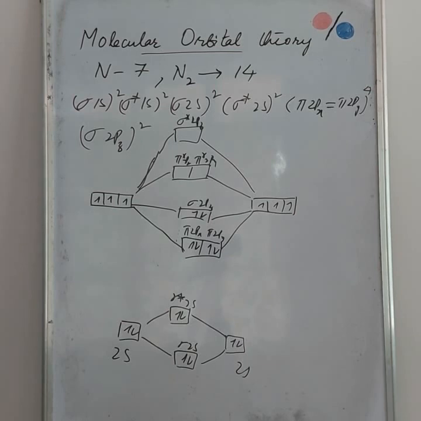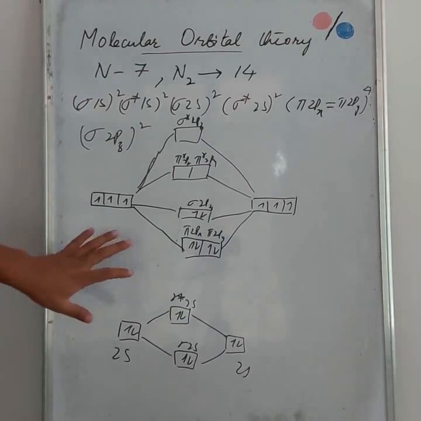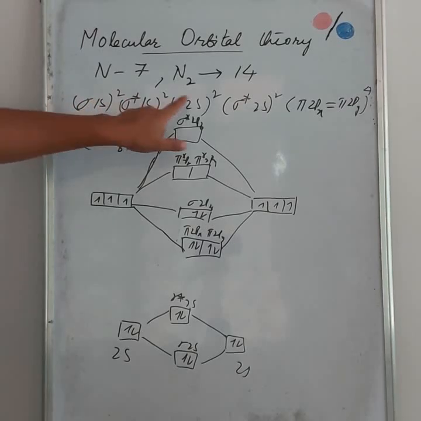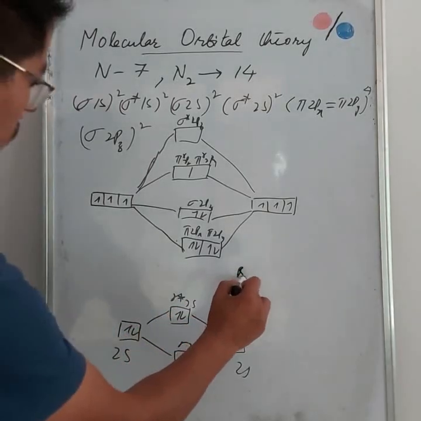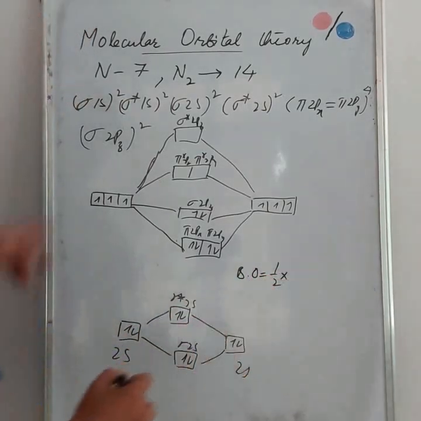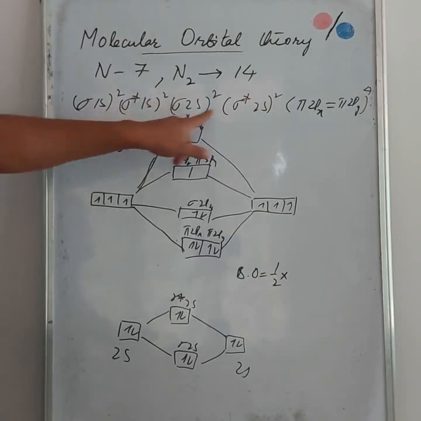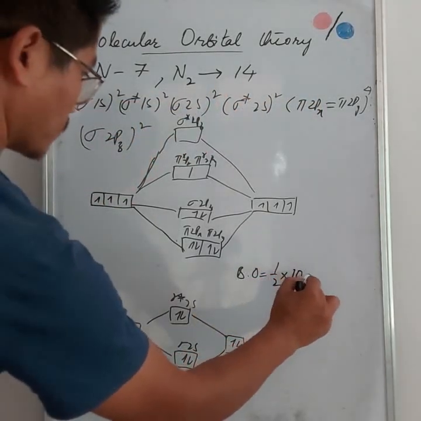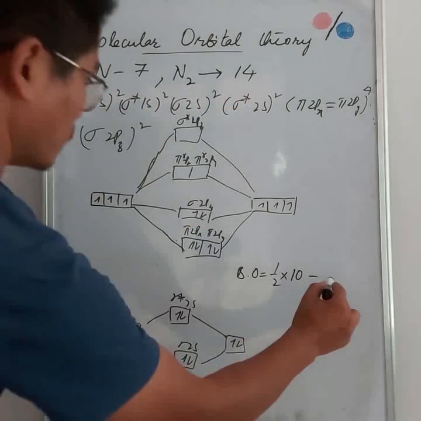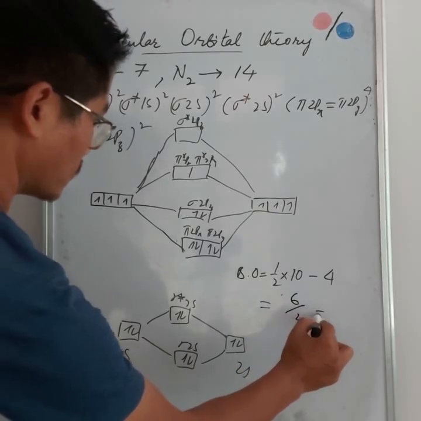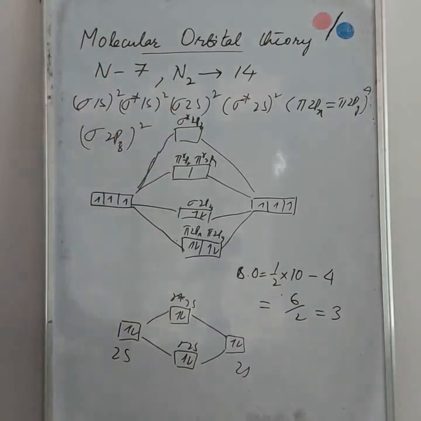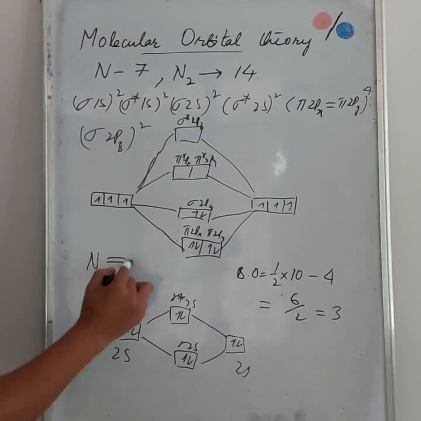Now if you check the bond order, here we have how many? 2, 4, 8, 10. So the bond order is half into the bonding electrons, which are 10, minus the antibonding electrons, 2, 4. So 4 antibonding electrons, so 10 minus 4 is 6, over 2 is 3. So in the nitrogen molecule we have 3 bonds. So nitrogen has 3 bonds.